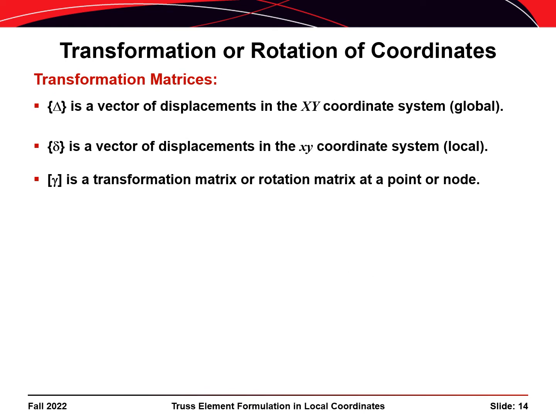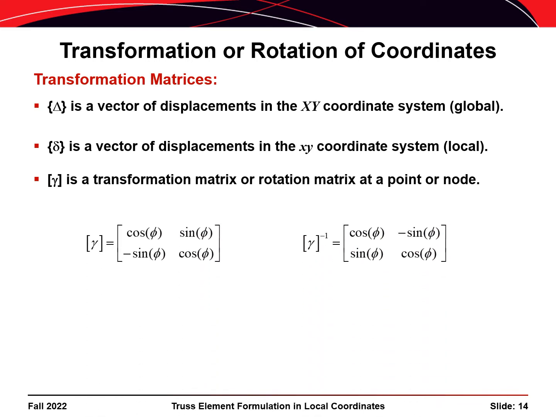To review, delta is a vector or matrix of displacements in the global coordinate system, the capital XY coordinate system. Lowercase delta is a vector or matrix of displacements in the lowercase xy coordinate system, or the local coordinate system. And lowercase gamma is a transformation matrix or rotation matrix at a point or a node.